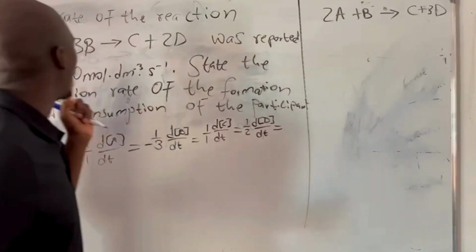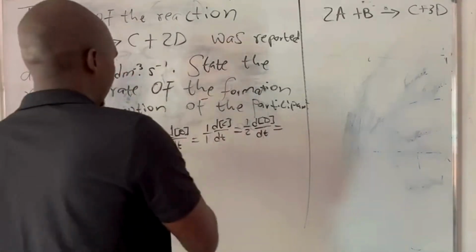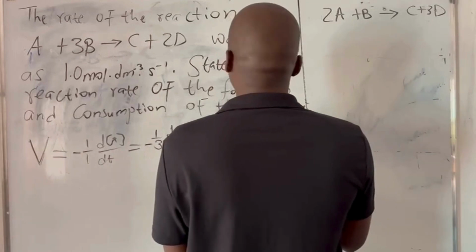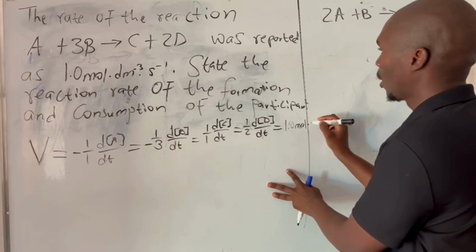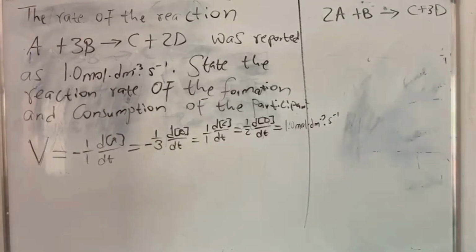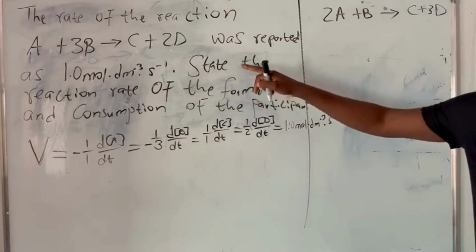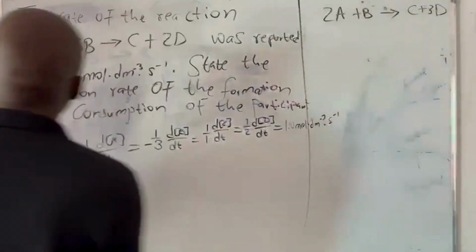Everything should be equal to, remember I said V is the rate, we are given the rate, so everything should be equal to 1.0. The units should be mole per decimeter cube per second. So from there, we are now focusing on each participant. The first participant is A. A is not a formation, it's a consumption. So we'll say the consumption of A, we'll do it like this.